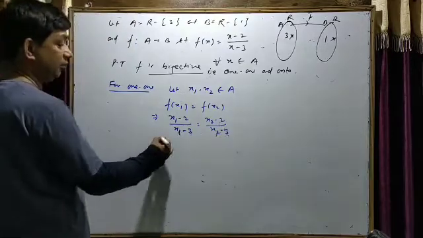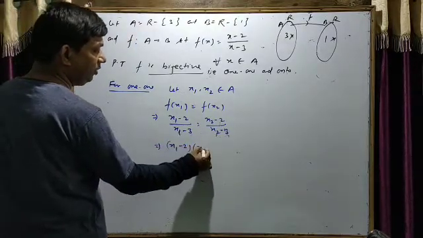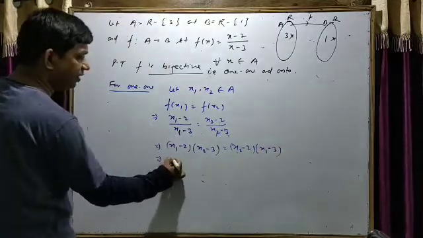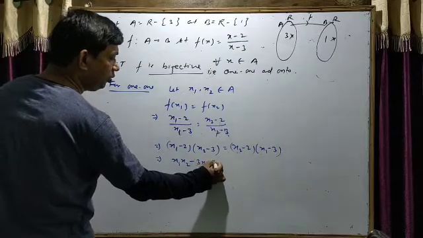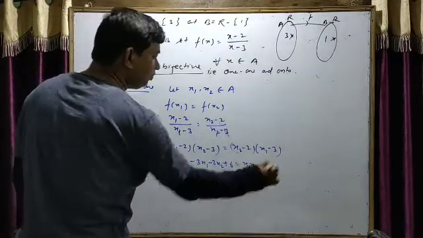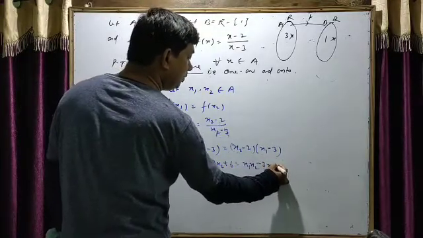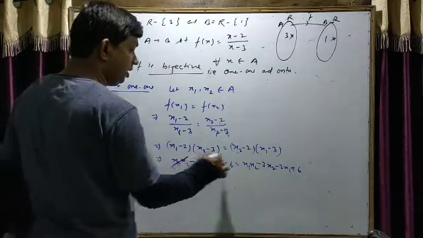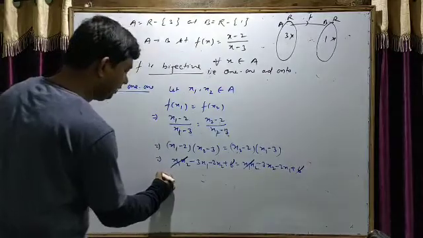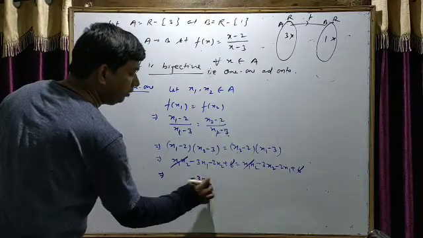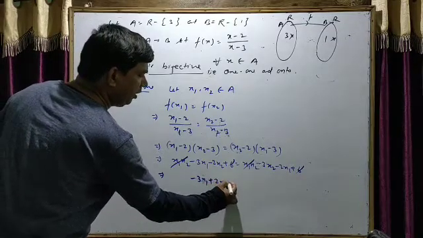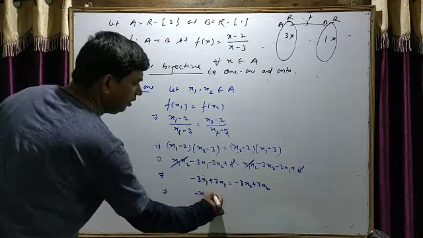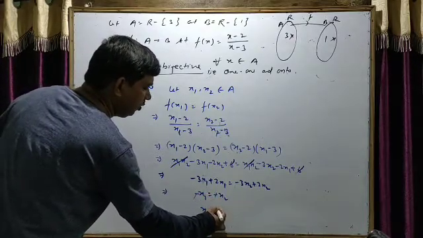Okay, now cross multiply: (x1 minus 2)(x2 minus 3) equals (x2 minus 2)(x1 minus 3). This is x1x2 minus 3x1 minus 2x2 plus 6 equals x1x2 minus 3x2 minus 2x1 plus 6. Now cancel whatever cancels: x1x2 cancels, 6 cancels. This implies minus 3x1 plus 2x1 equals minus 3x2 plus 2x2. So minus x1 equals minus x2. The minuses cancel, so x1 equals x2.